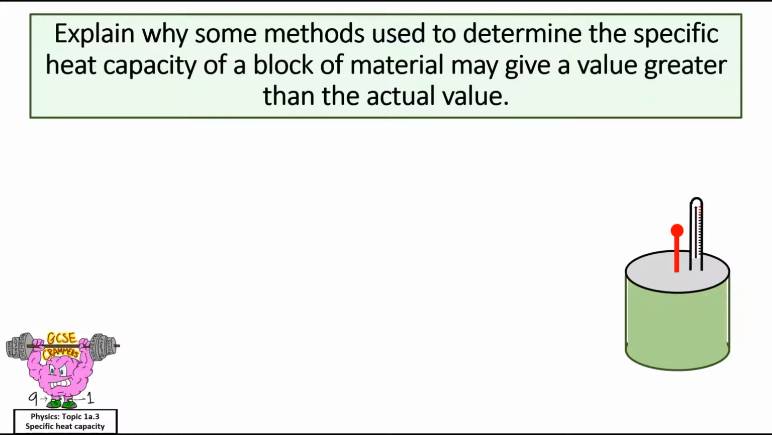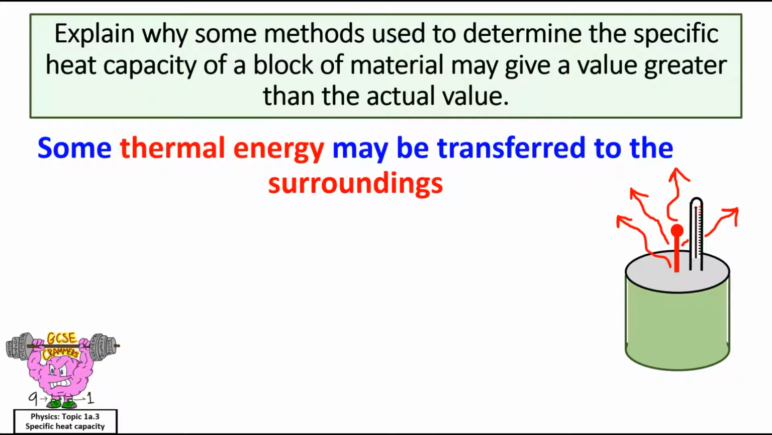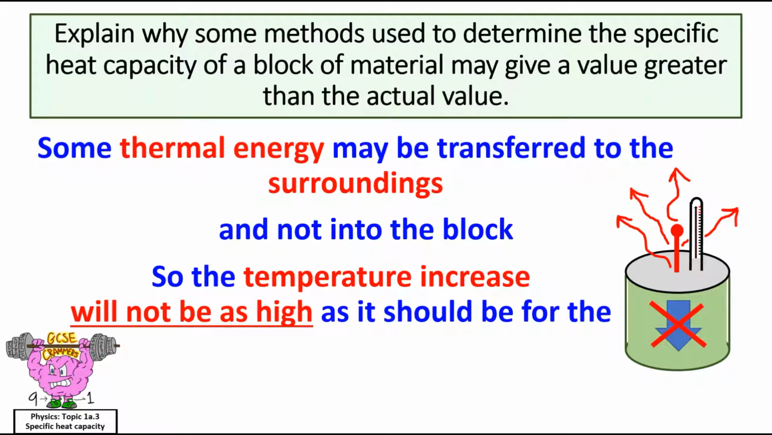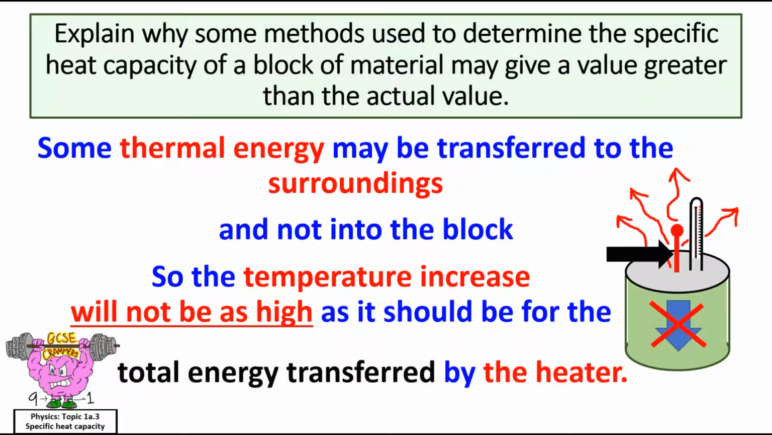Explain why some methods used to determine the specific heat capacity of a block of material may give a value greater than the actual value. Some thermal energy may be transferred to the surroundings and not into the block, so the temperature increase will not be as high as it should be for the total energy transferred by the heater.